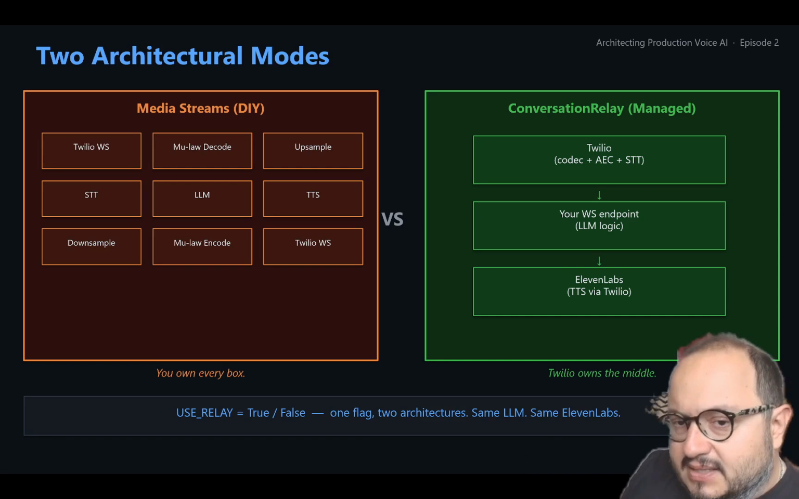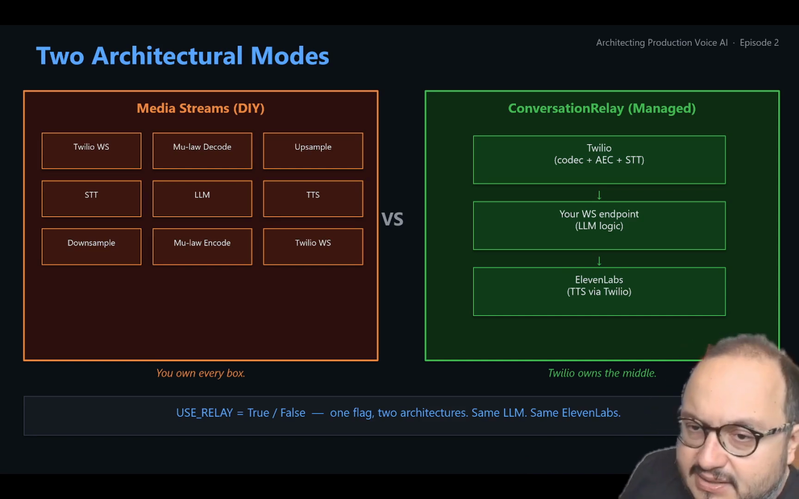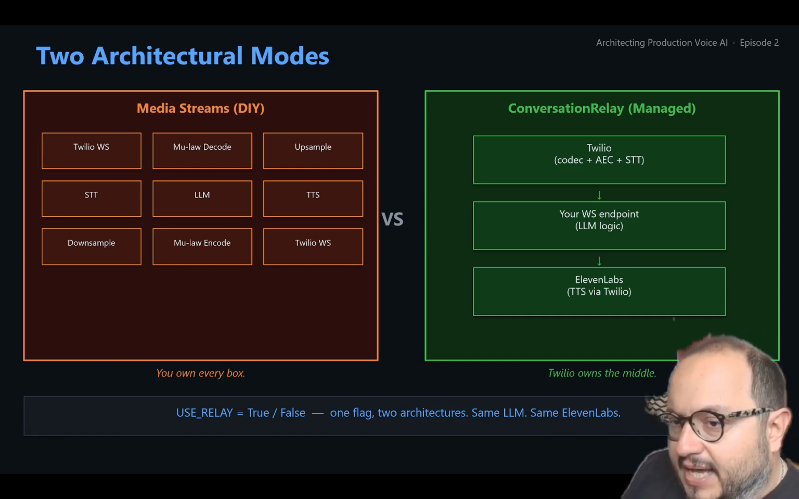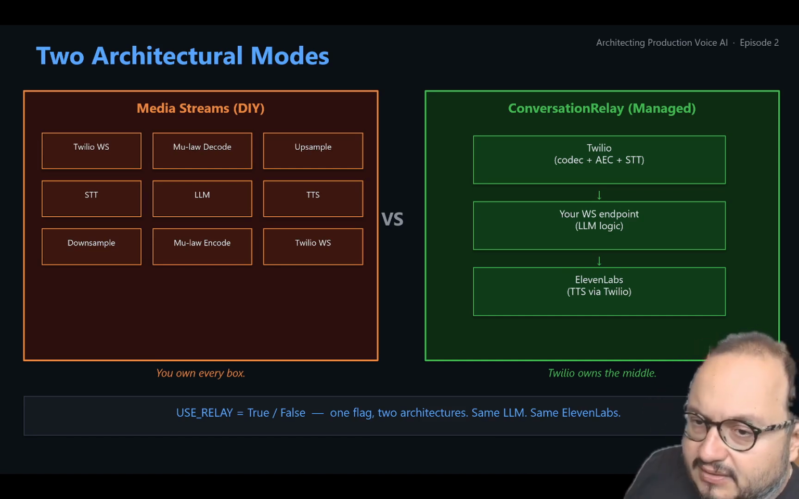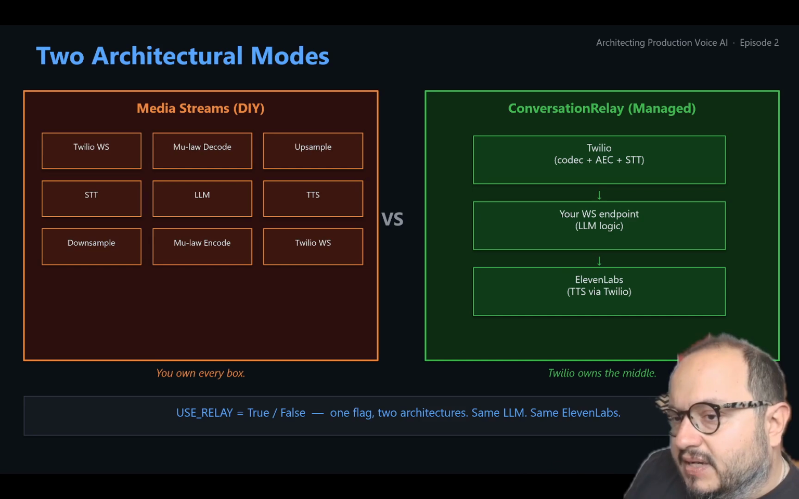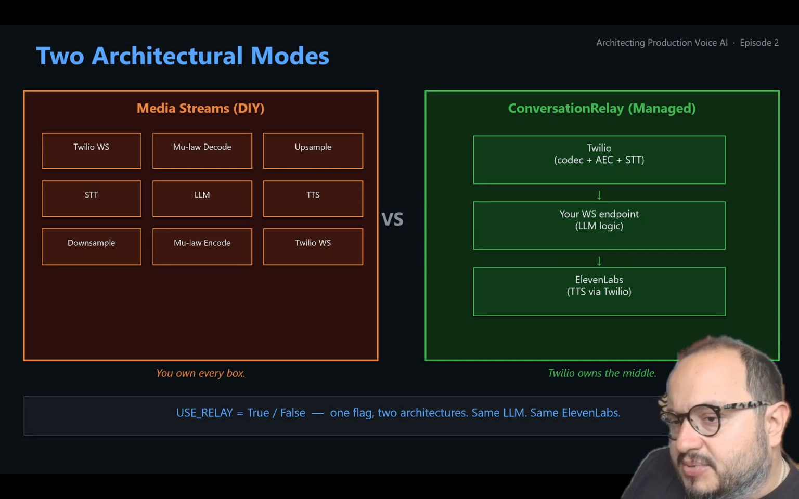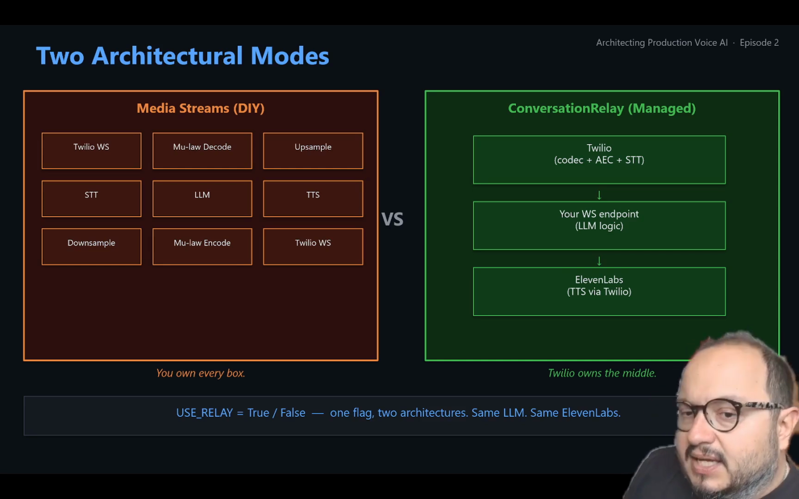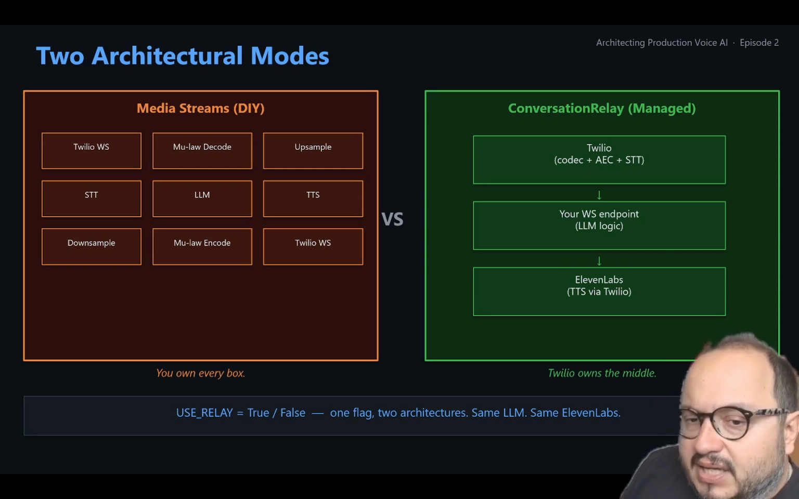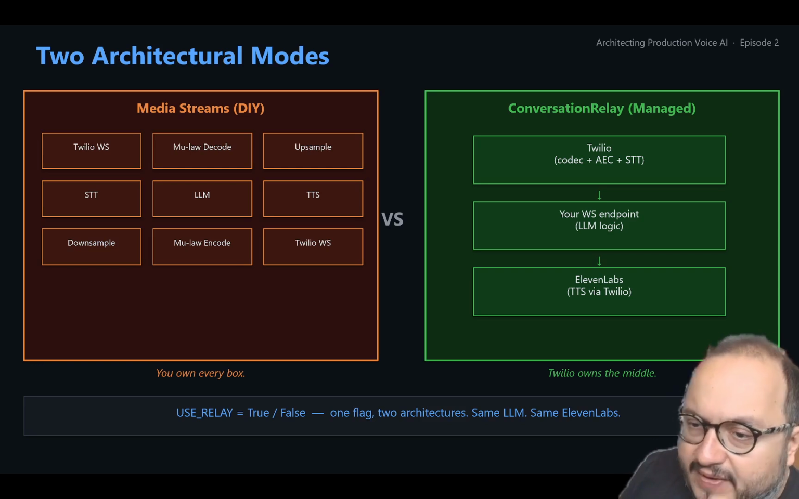The second is ConversationRelay. This is Twilio's managed real-time voice API. You tell Twilio, here is a WebSocket endpoint, connect the caller to it. Twilio handles the codec conversion, the telephony signaling, and the turn-taking protocol. Your server receives transcription events and sends text responses. The TTS synthesis is handled by a provider you configure, which can be ElevenLabs. You get a much simpler integration surface. You give up fine-grained control.